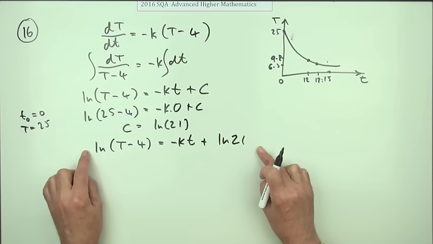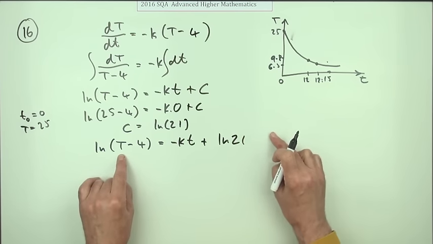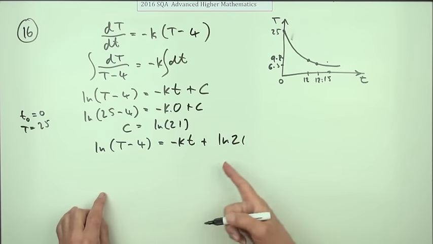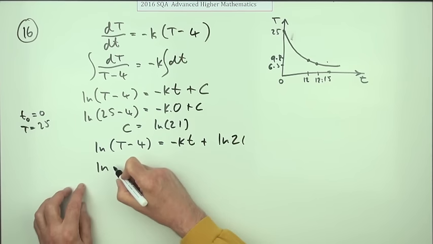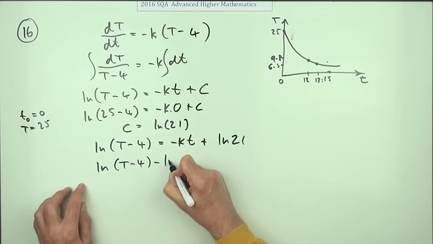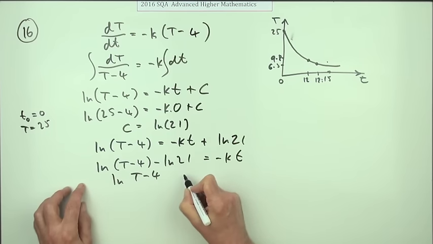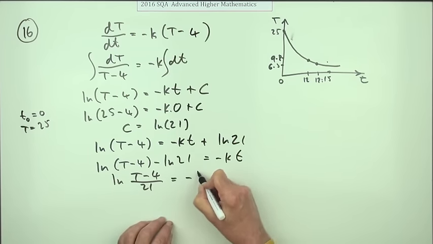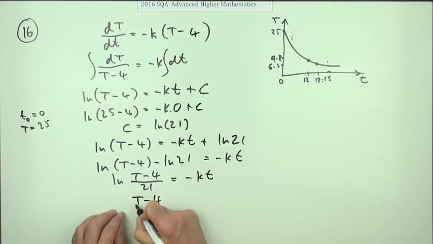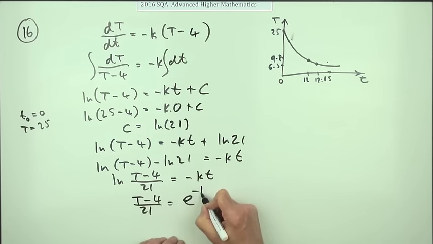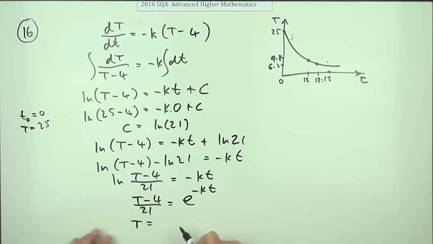So we could rearrange this to form the equation for the temperature instead of the time by doing various things. First of all, I'll bring those logs over. I could do it in one line, but I'll just show the working. Minus ln 21 is negative kt. Then I'll join them together, because a subtraction of the logs will put that 21 underneath. T minus 4 over 21 can be e to the negative kt. Now it's looking more like a decay equation. So, can I just do this last bit, because I'm running out of room. I'm going to take the 21 across and add the 4, so don't get scared. So T equals 4 plus 21 e to the negative kt.